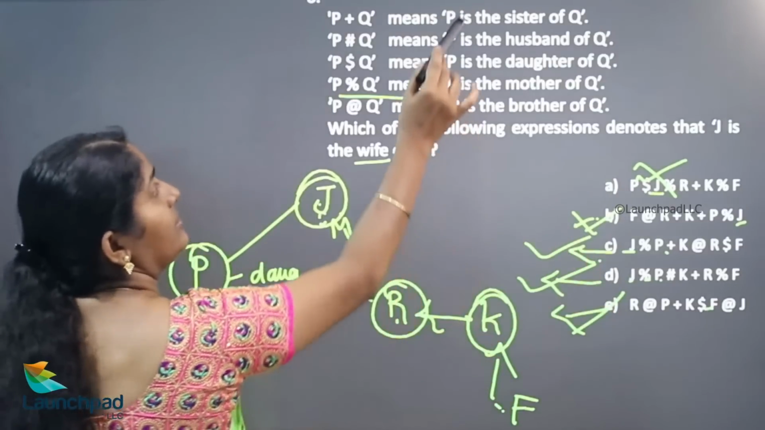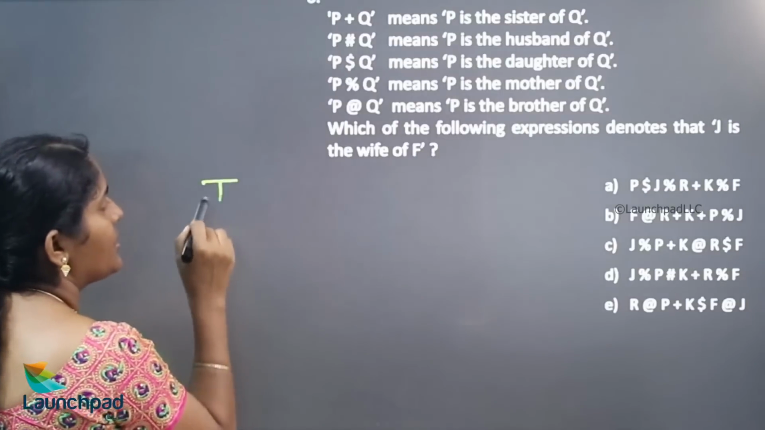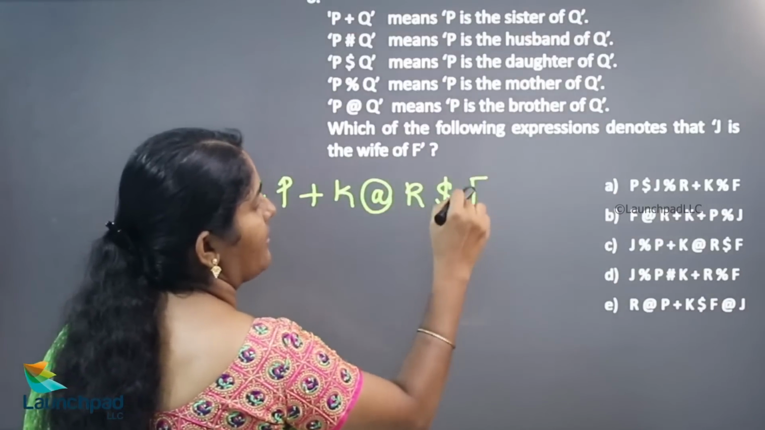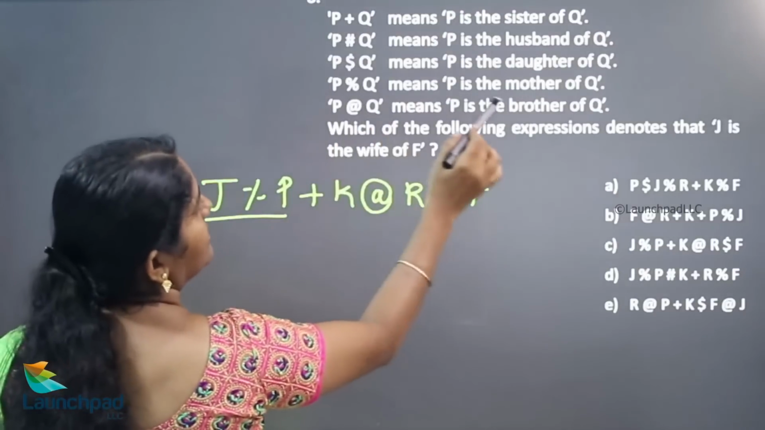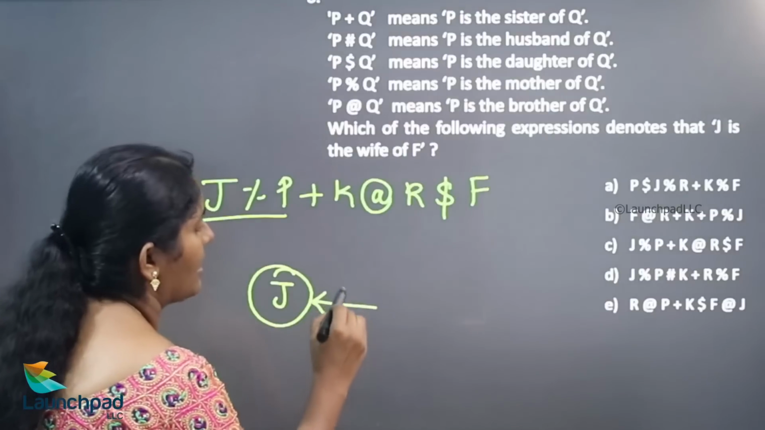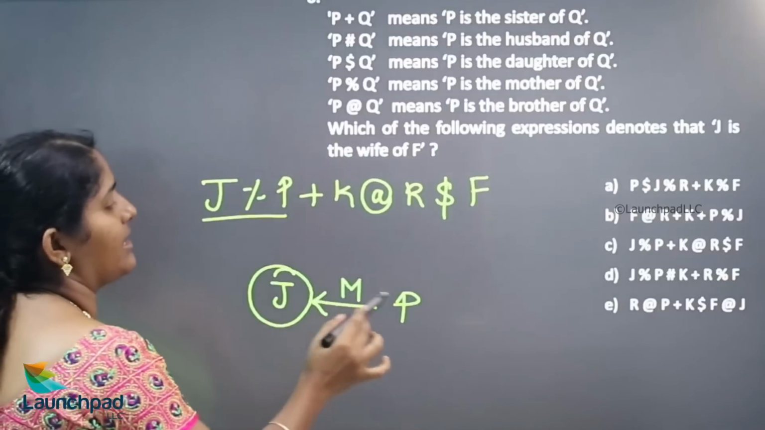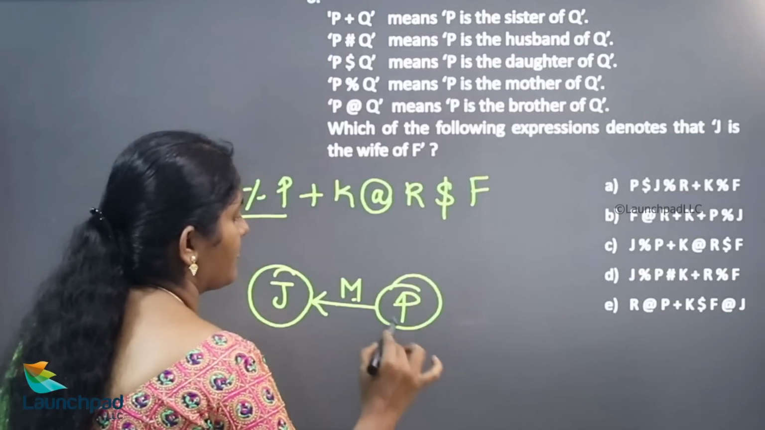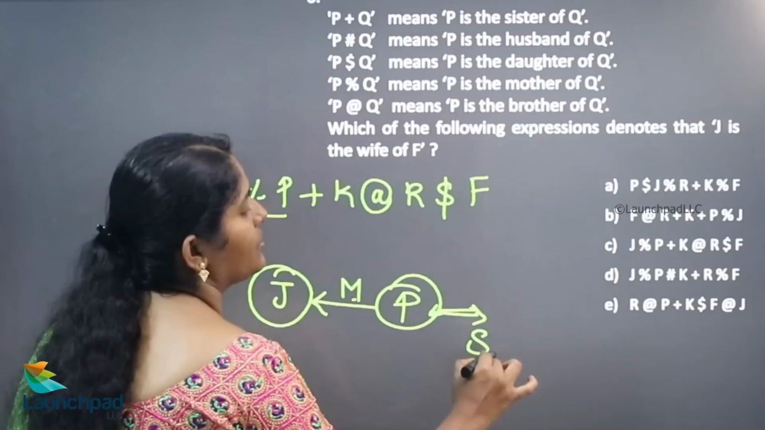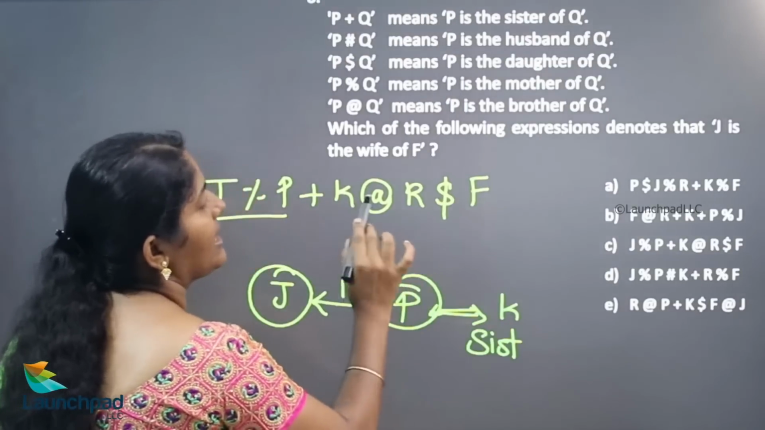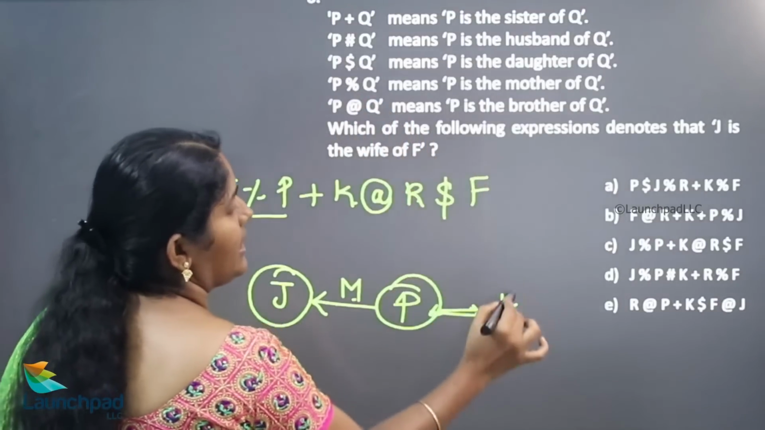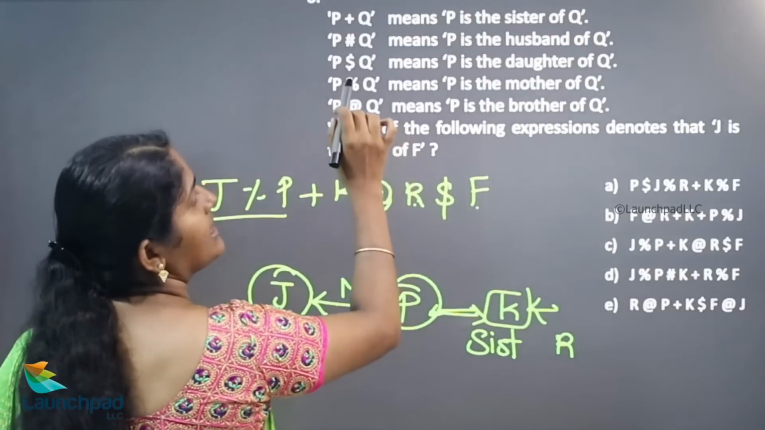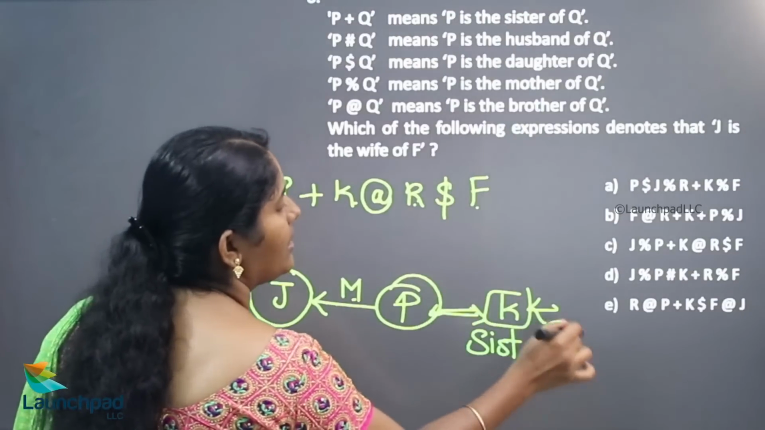Now the third option: J percentage P plus K at R dollar symbol F. J percentage P means J is the mother of P. P plus K means P is the sister of K. K at R means K is the brother of R. R dollar symbol F means R is the daughter of F.